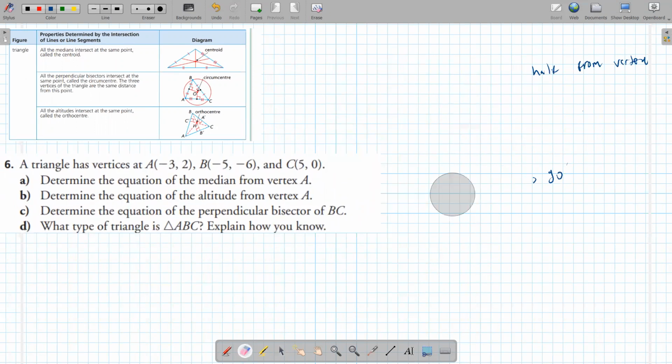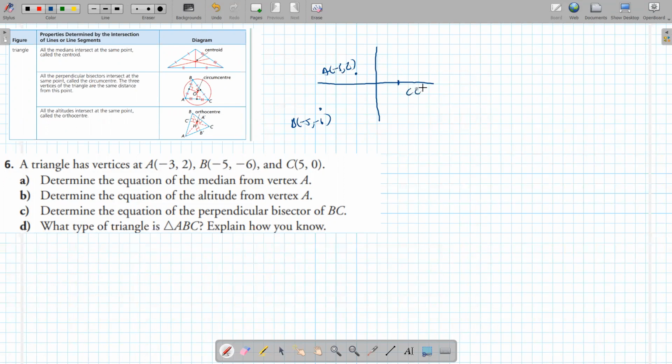Determine the equation of the median from vertex A. Again, anytime you see a question like this, just make sure you have a rough estimate of what's going on, like a rough sketch. -3, 2 is somewhere here. I'm gonna call that -3, 2. B, -5, -6 would be somewhere down here. And C, 5, 0 is there. Okay, just have a rough idea. This looks like a right angle triangle, but we don't know that for sure. We're gonna prove it. So there you go, that's our sketch. Part A, determine the equation of the median, yeah, from vertex A. So we're looking for this line here.